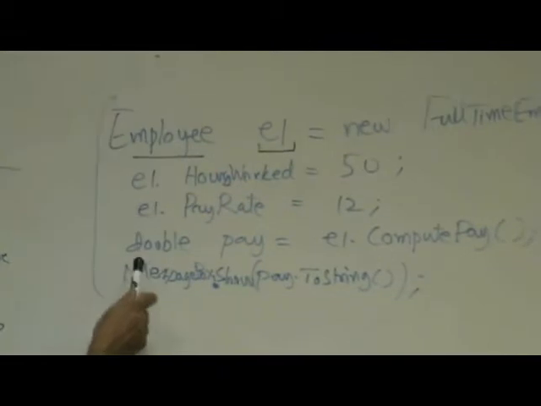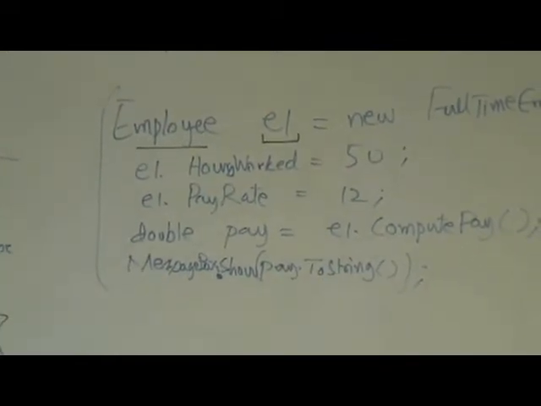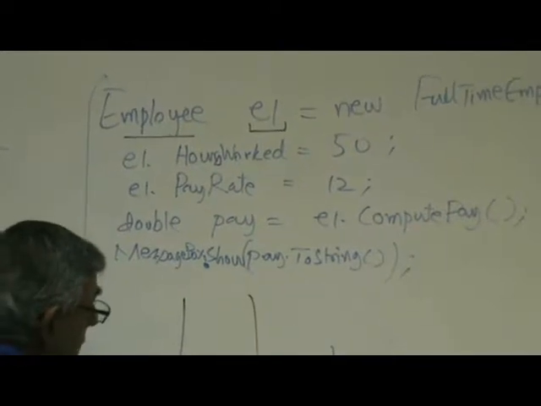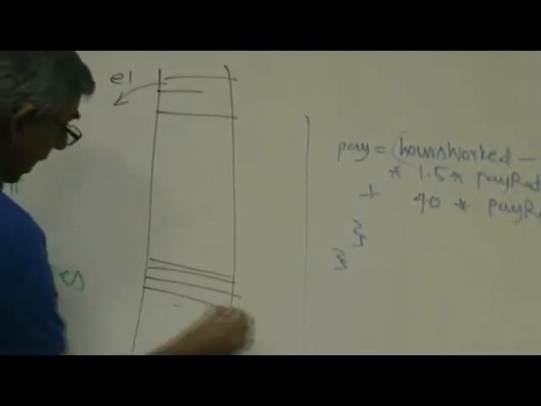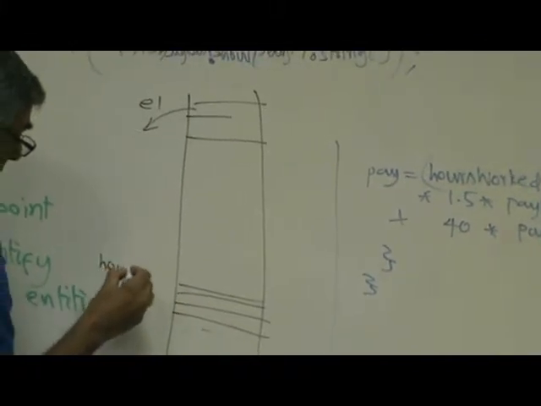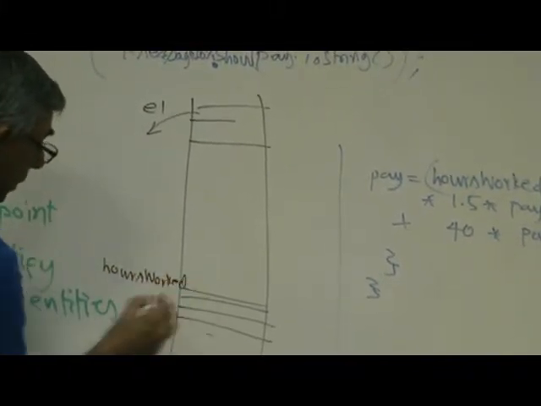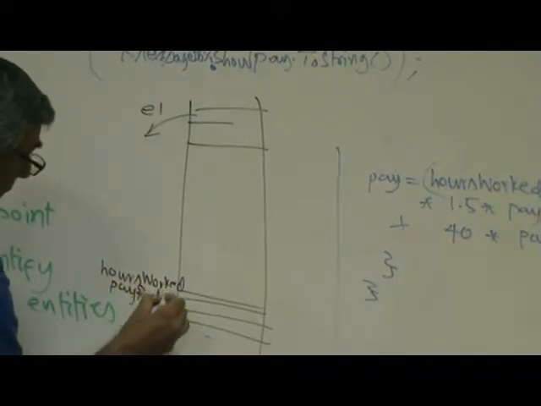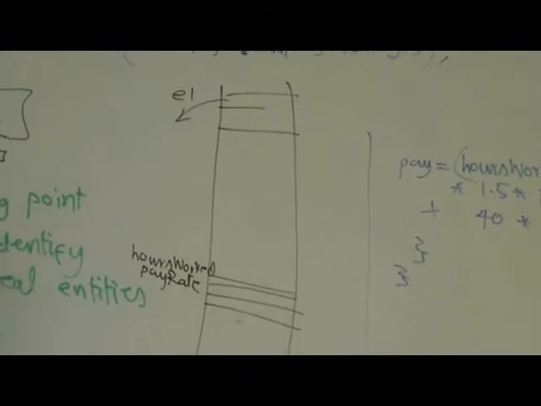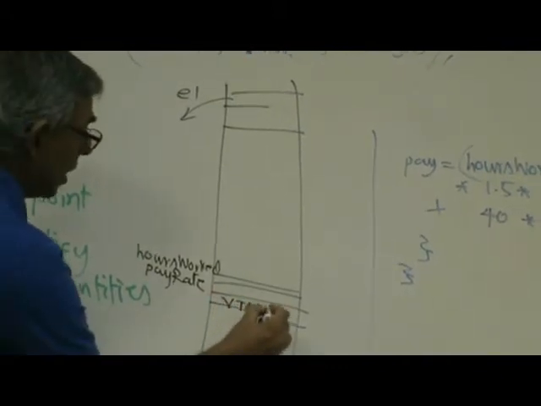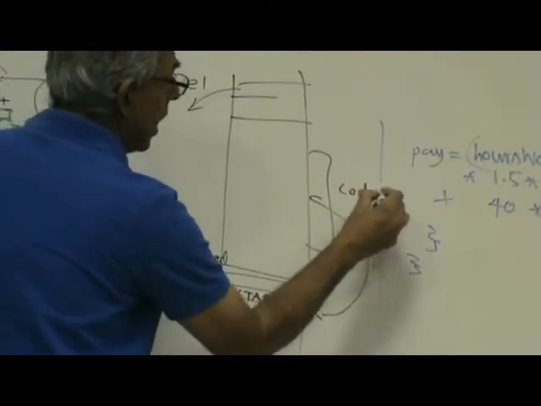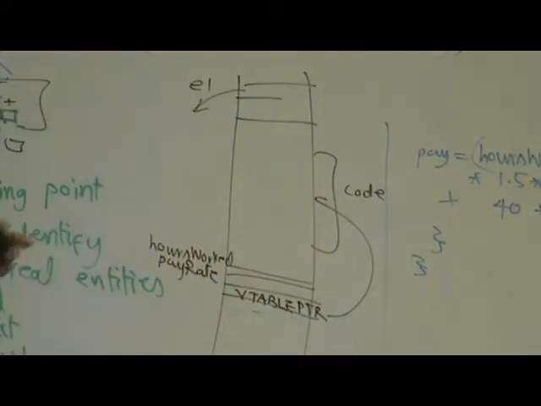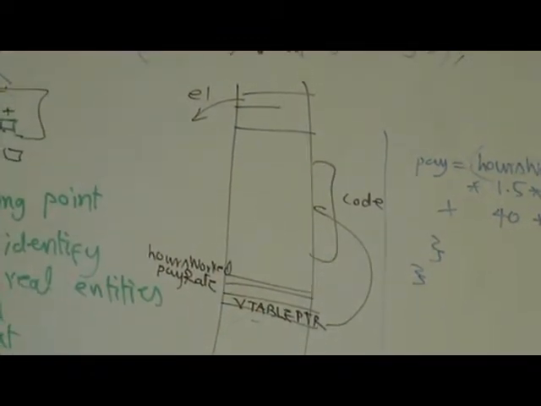It will actually create quite a bit of code over here, as we discussed in the last lecture. So for example, Employee E1 is over here, new FullTimeEmployee. We will have hours worked, we will have pay rate, and what will be the extra field over here? The vtable pointer. And this will point to the code area. Every class, as we discussed, will have one entry in the code for the vtable.